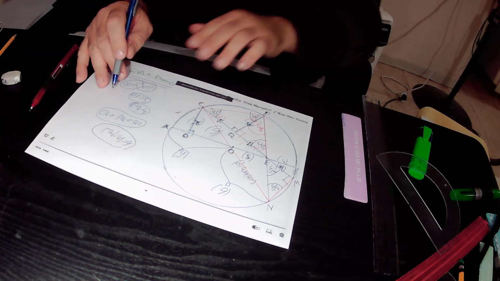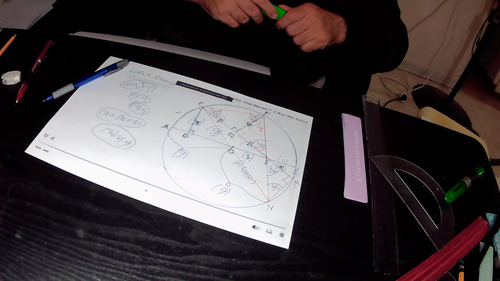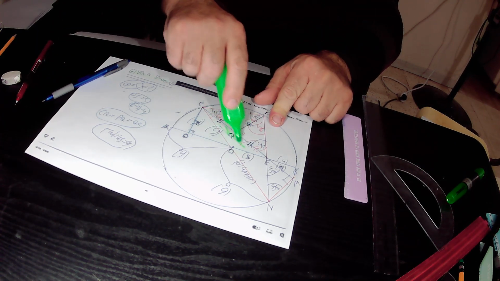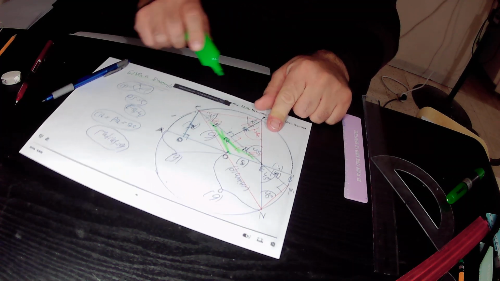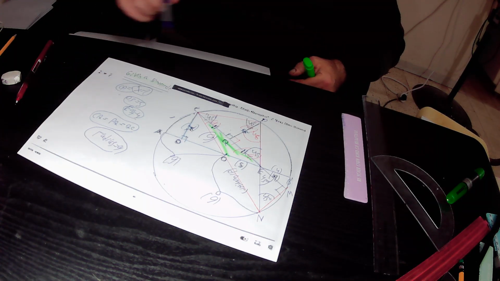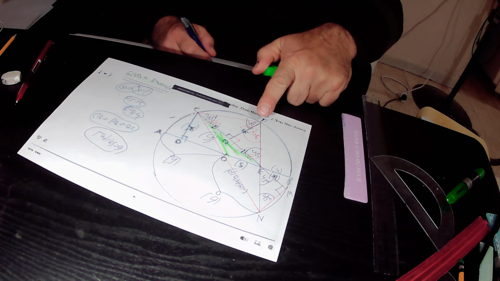In the next step, we'll find out the area of this green triangle, triangle COE. What is the area of this green triangle COE?